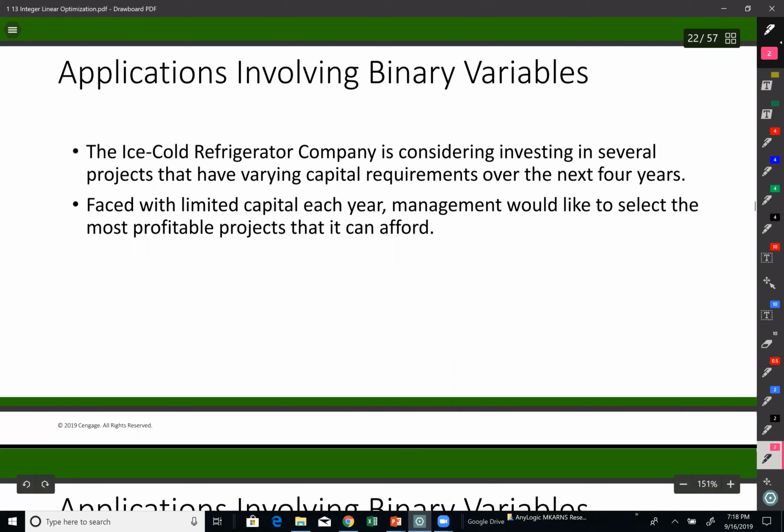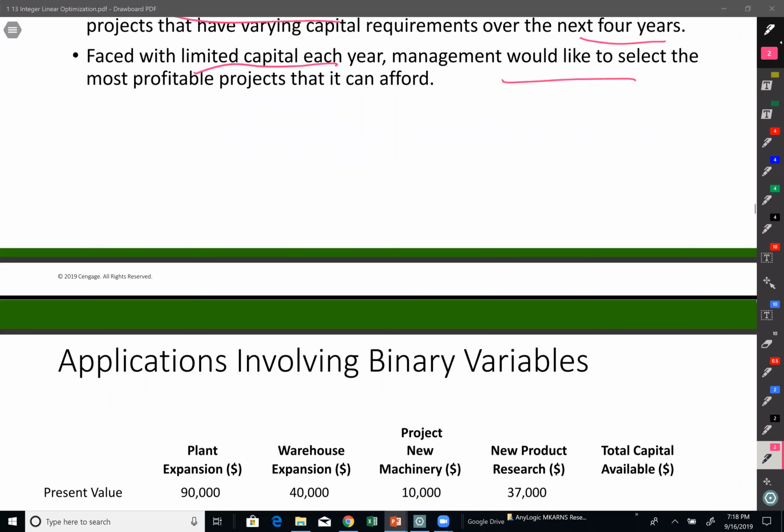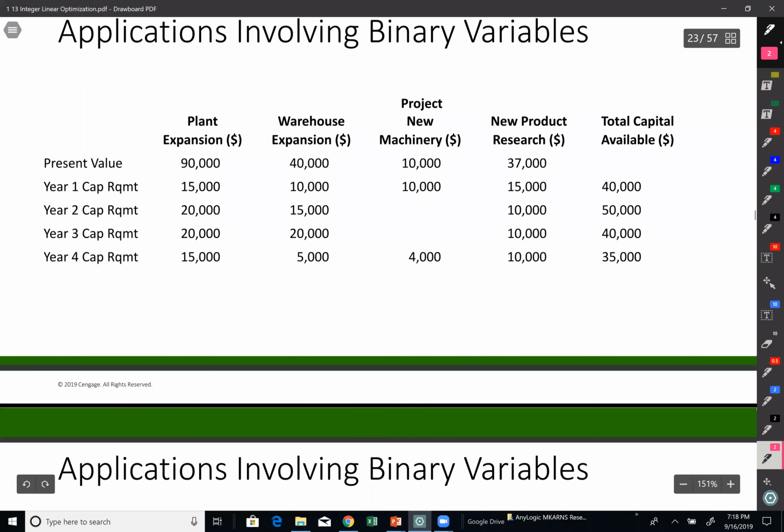So let's take a look at an example here called Ice Cold Refrigerator Company. This company is considering several projects for next 4 years. And as all the companies, they have limited capital budget each year. And the management would like to select the best profitable option that will maximize return on investment. And here you can see 4 years cash flows, and these are net present values of those future cash flows. Basically, we are discounting future cash flows into today's dollars.